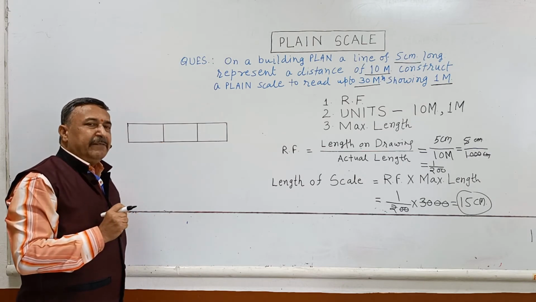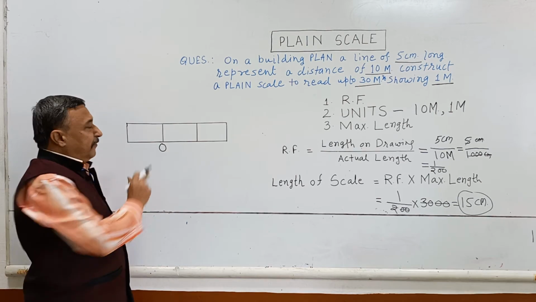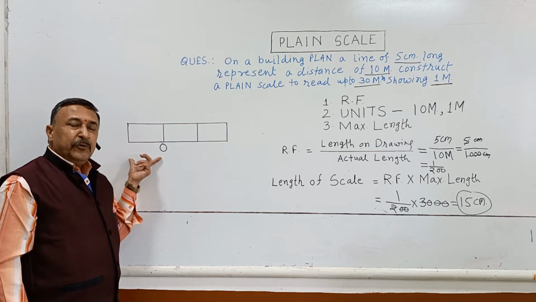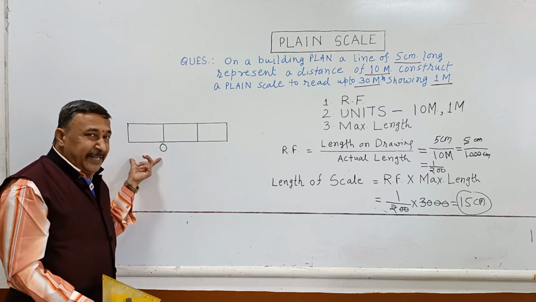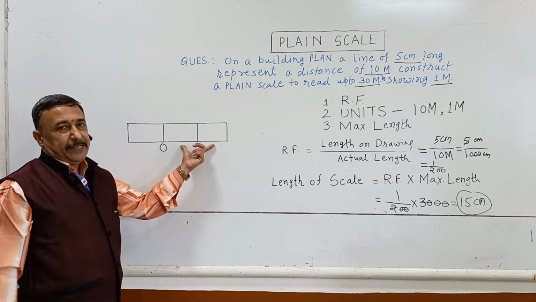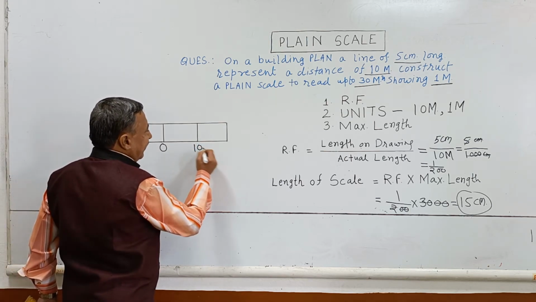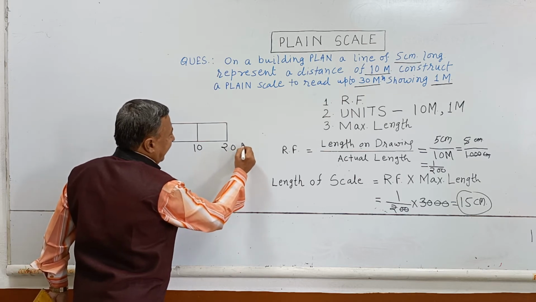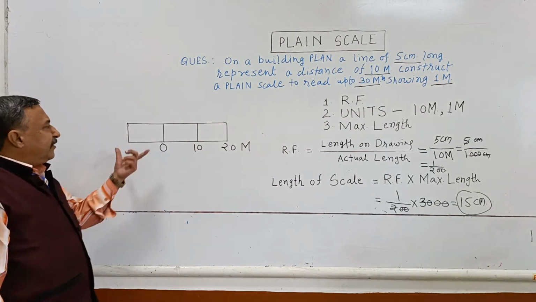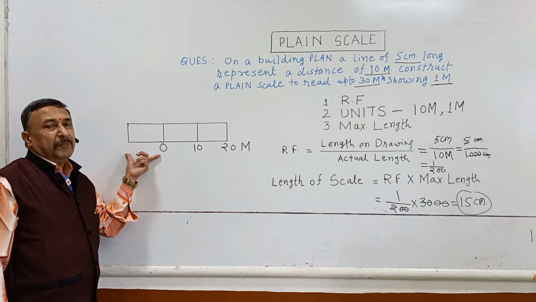Now as you know, in our scales we write 0 here after first part, because this first part is used for showing second unit and these parts are used for showing first unit. So this first unit is 10 meter, so write here 10 and then 20 and write here unit also, that is meter. Okay, now this first part is again subdivided into some equal number of parts.